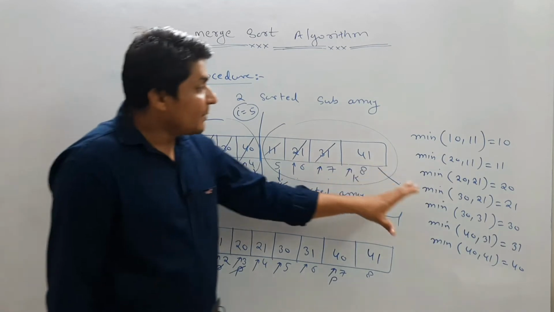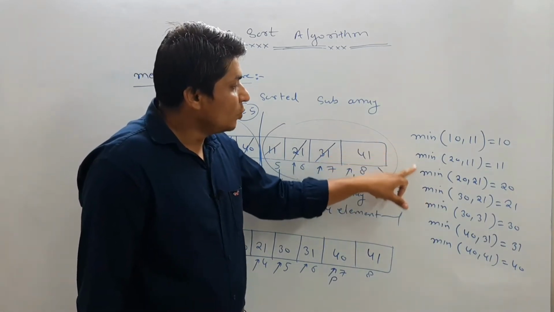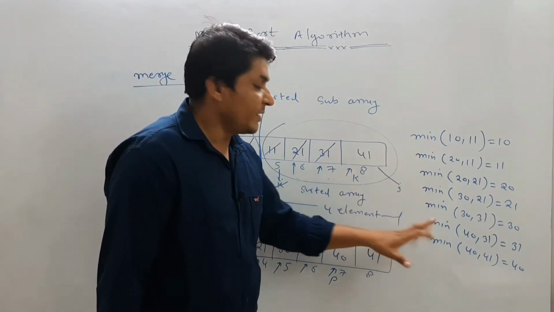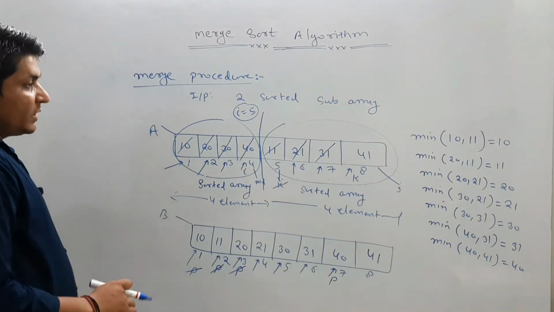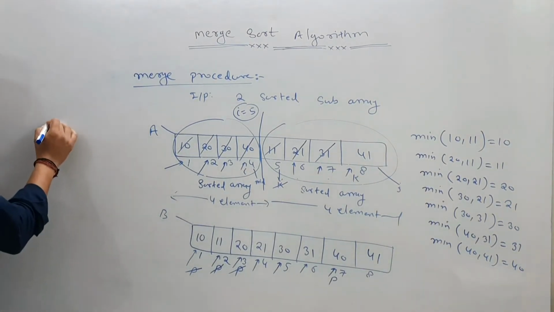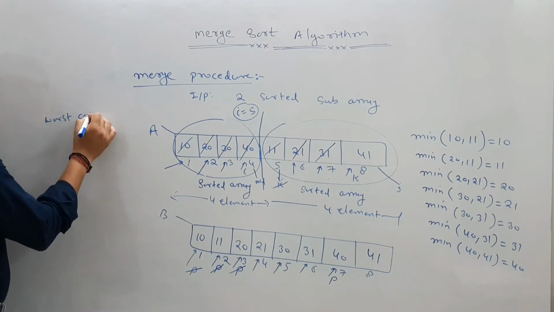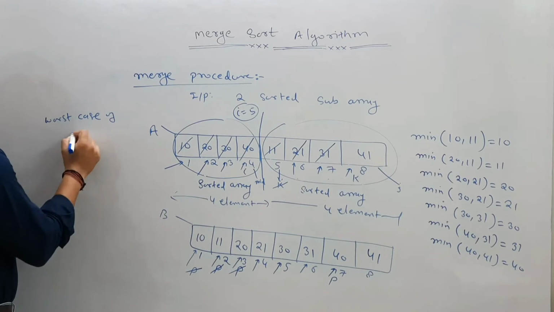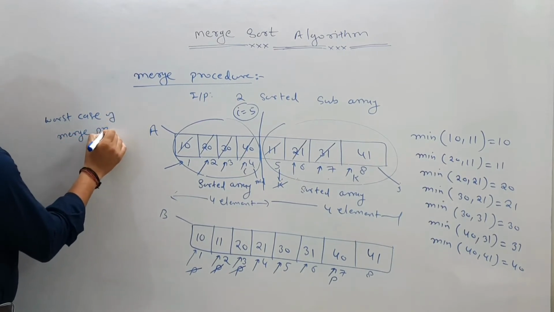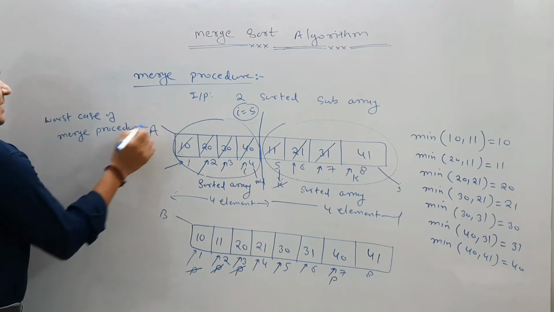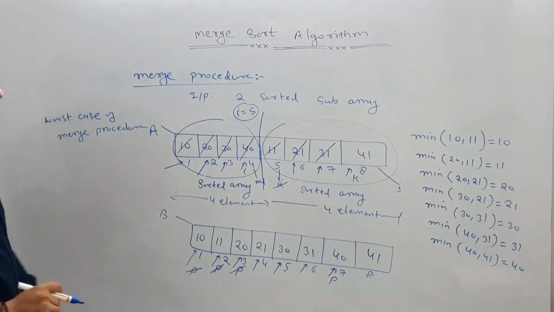Now how many comparisons have we taken? 1, 2, 3, 4, 5, 6, 7. In total we have made 7 comparisons. Now this is the worst case of the merge procedure. Merge procedure means in the worst case we have taken 7 comparisons.